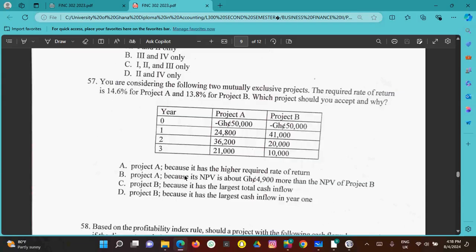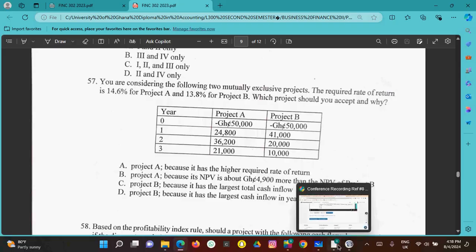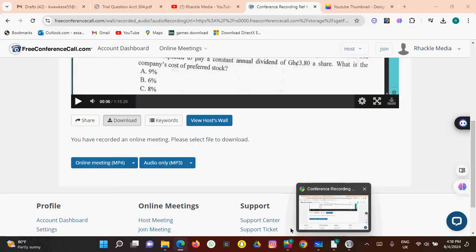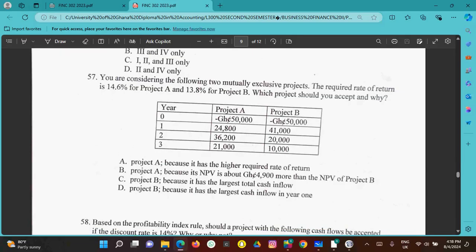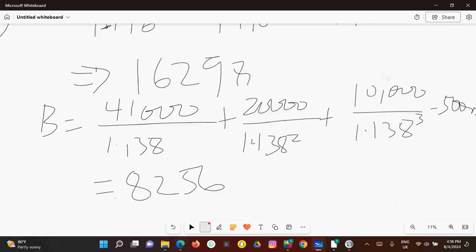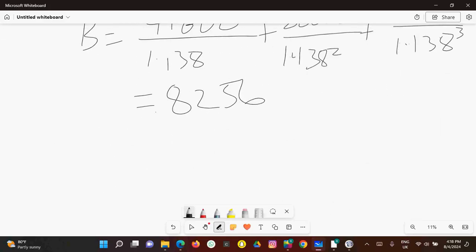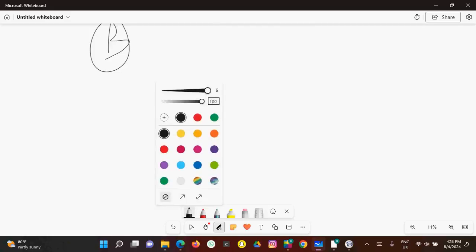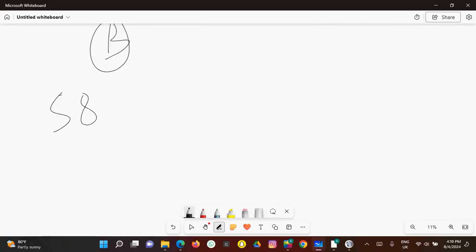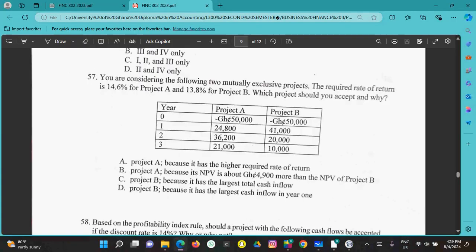We know we are selecting project A because it has the highest NPV. When you subtract the second NPV from the first NPV, you are going to get that difference. I think time is far gone. Let's continue quickly. 57 is B. 58.